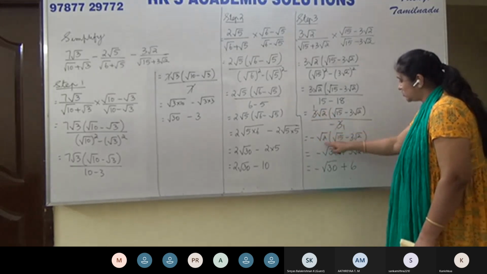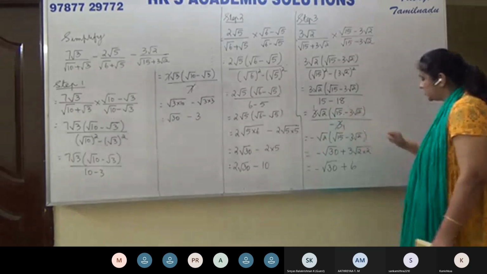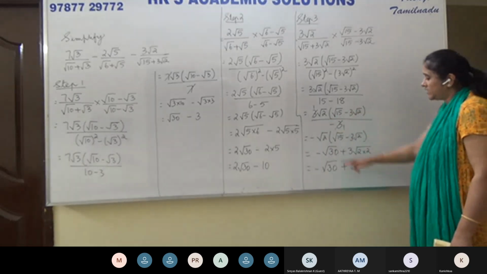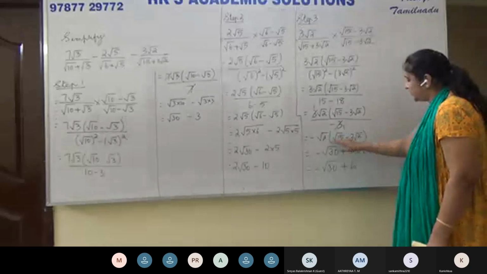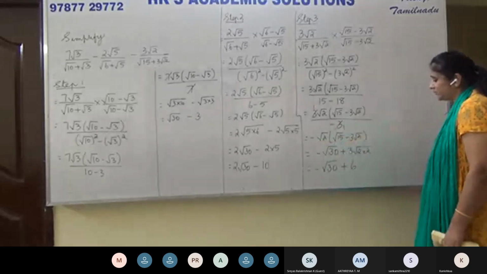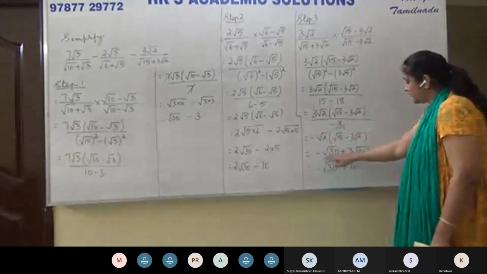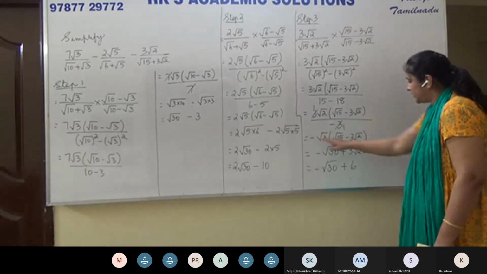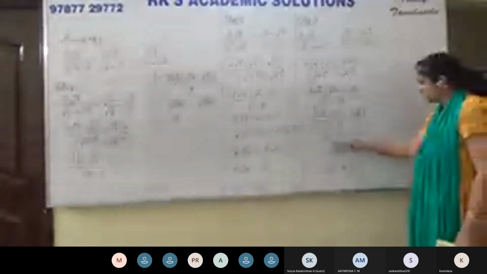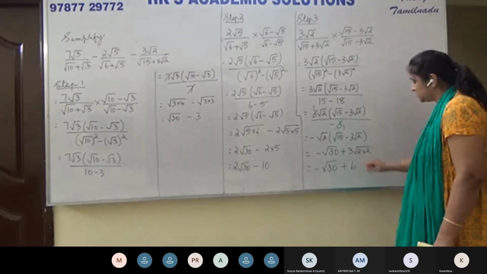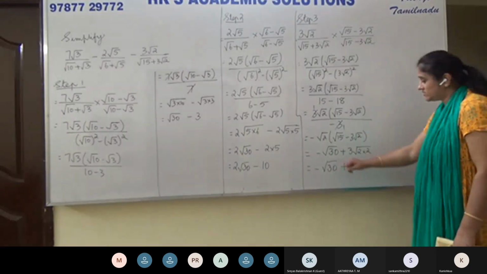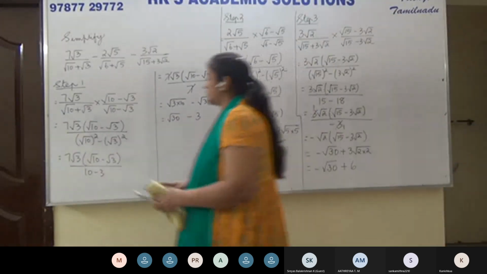So it's like this, minus root 2 into root 5 minus 3 root 2. Now multiply minus root 2 with root 15 and minus root 2 with minus 3 root 2. So this product is minus root 30, and this product, minus into minus, is plus 3. Root 2 into root 2 is root of 2 into 2, which is 2, and 3 2s are 6. So this gives us minus root 30 plus 6. So what is step 4?